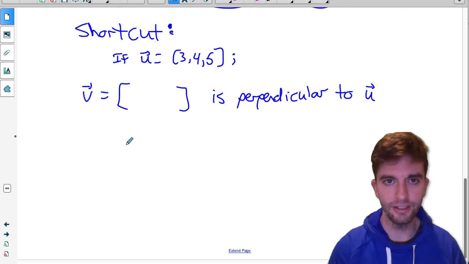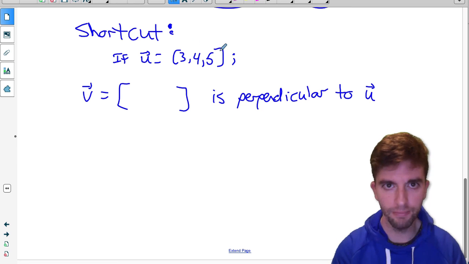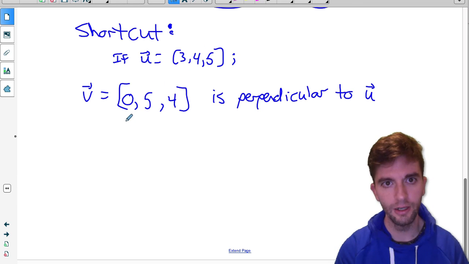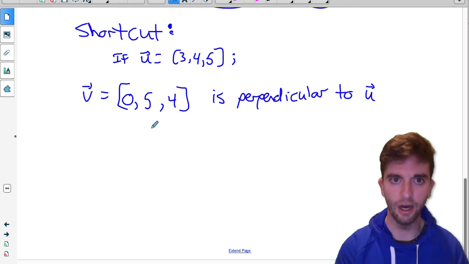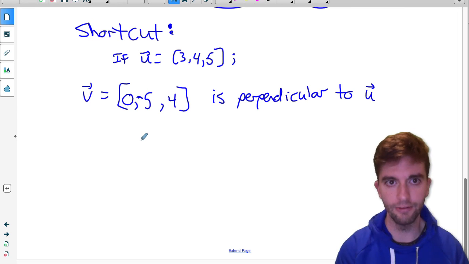And I can guarantee the dot product is 0 if I do the following. Make one of the components 0. So how about the first one? It could be any of the three, but I'll make the first component 0. And then just swap the other two components. So instead of 4, 5, make it 5, 4. And then switch the sign of one of those two. So let's make this one negative 5.